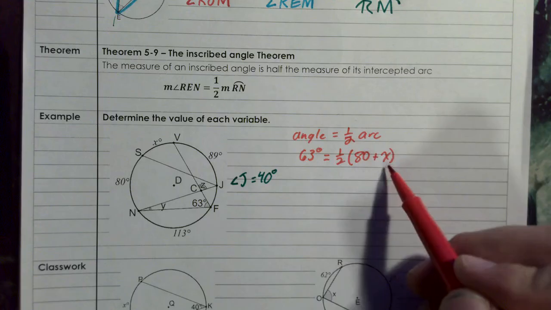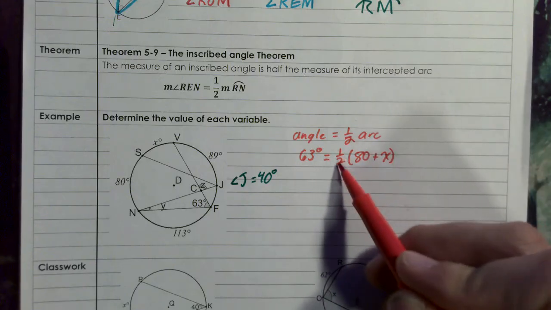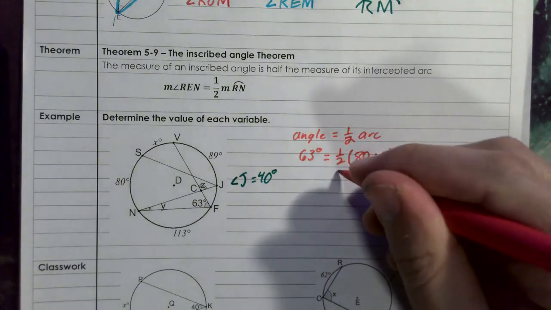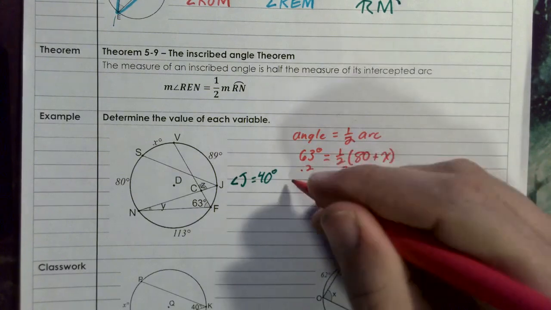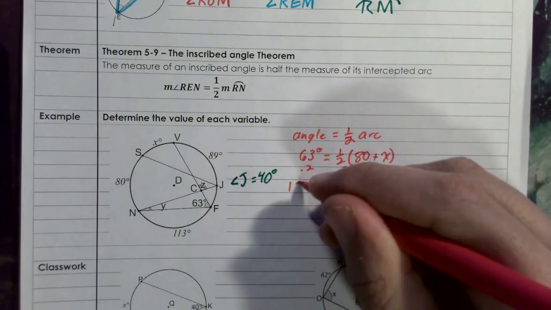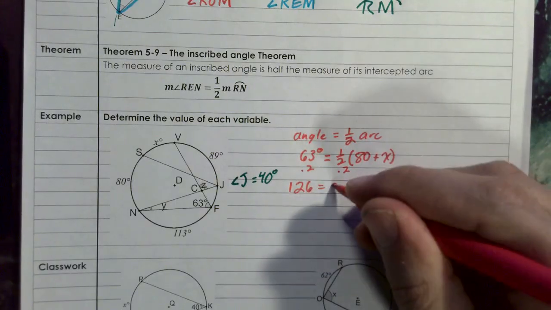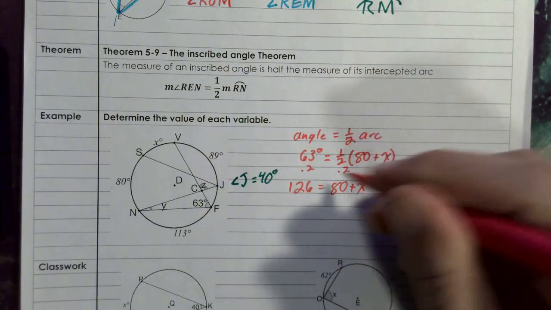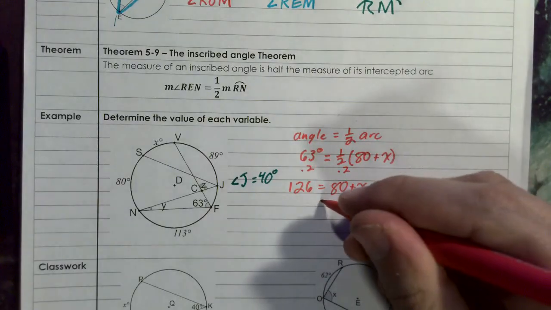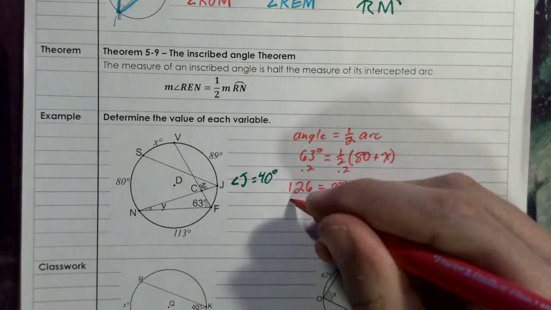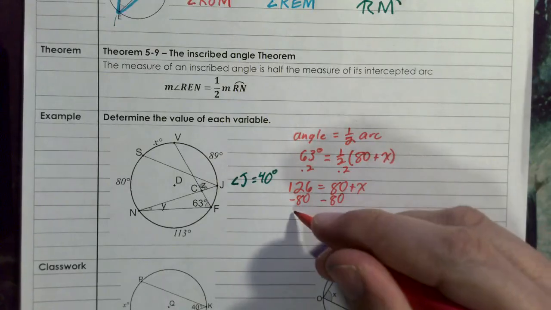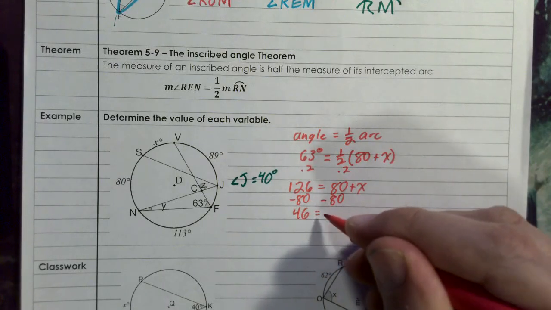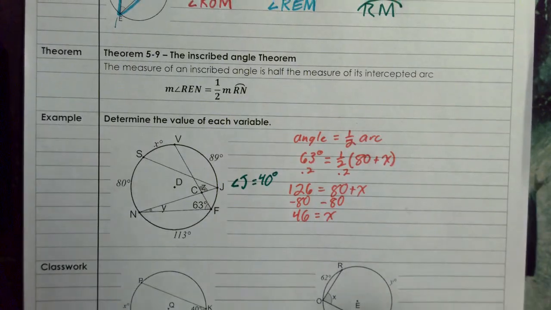So I could distribute that. I don't want to. I'm just going to get rid of it by multiplying both sides by 2. So that gets me 126 equals 80 plus x. I could have distributed. I would have eventually gotten the same answer. Subtracting 80 from both sides, we get 46 equals x. Great, I've got one of my angles.